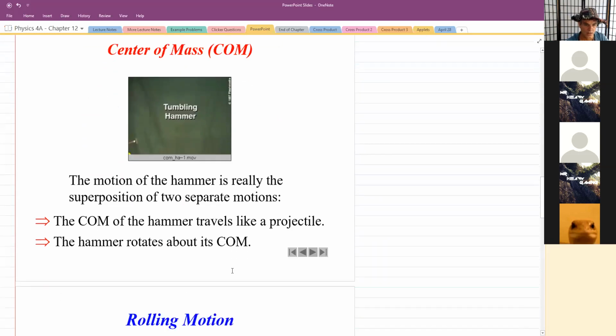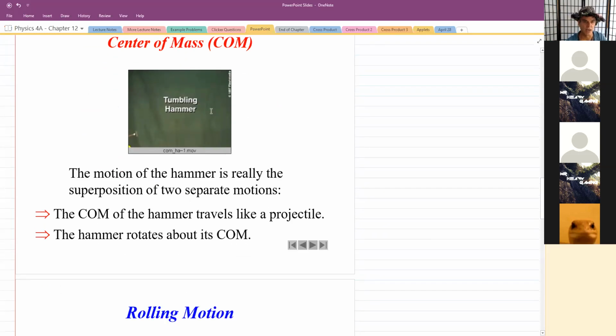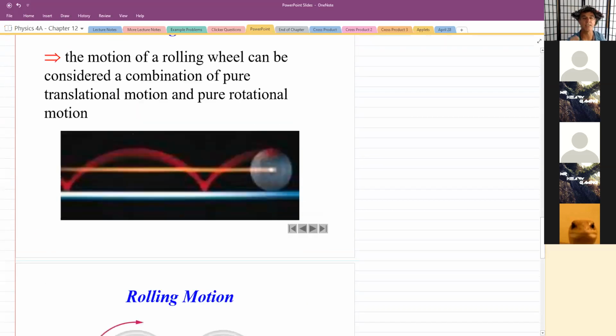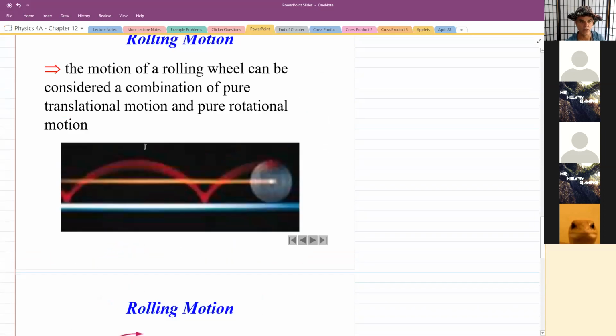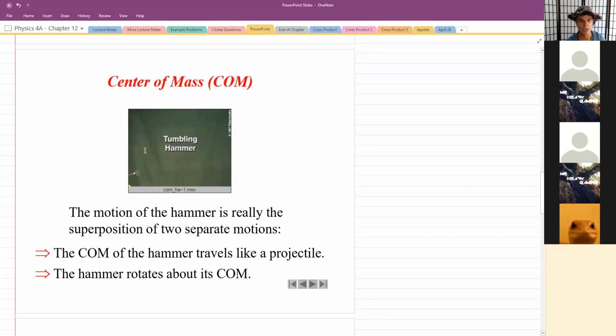Okay, this video is not really showing, but this was a video of tossing a hammer. And right here, the little dot was the center of mass of the hammer. What you would see is that as this hammer was moving, the dot was moving in a nice parabolic path, but the hammer is rotating about the dot as it moves.